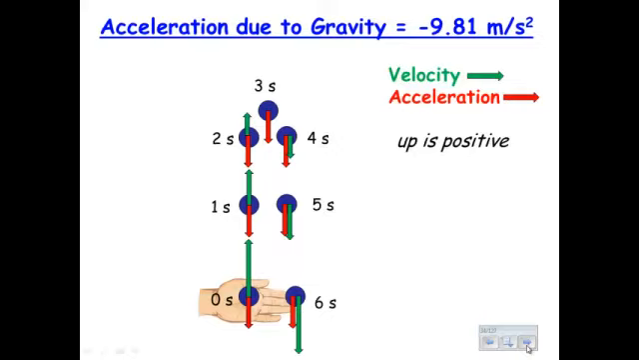at 6 seconds. So overall take-home message here. The direction your velocity vector points tells you the direction your object is moving. If your velocity and acceleration vectors are pointing in the same direction, you're speeding up. If your velocity and acceleration vectors are pointing in opposite directions, you're slowing down.